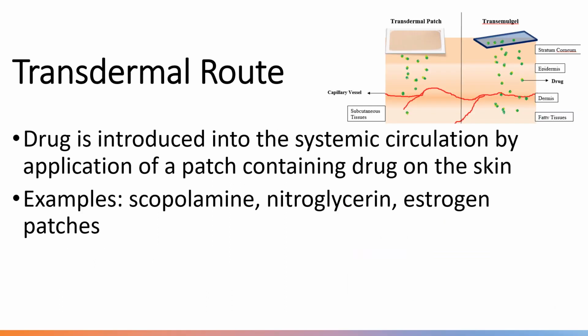Next route is the transdermal route. In this route, the drug is introduced into systemic circulation by the application of a patch containing the drug on the surface of the skin, and then the drug is absorbed from this patch into the skin and then the capillary network of systemic circulation. Examples of drugs that are administered by this route include hyoscine (scopolamine) for motion sickness, nitroglycerin, and estrogen patches for HRT, hormone replacement therapy.